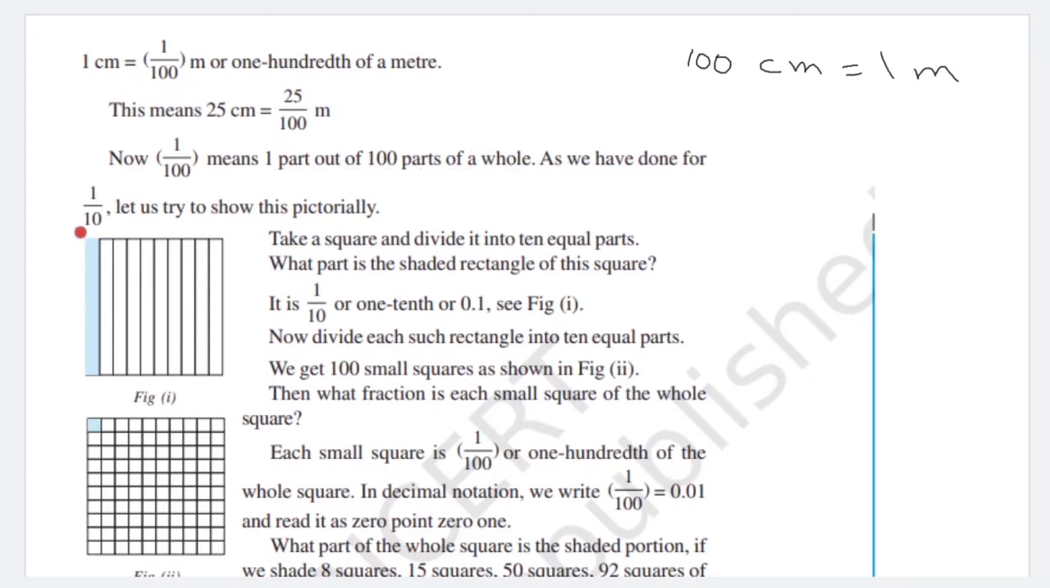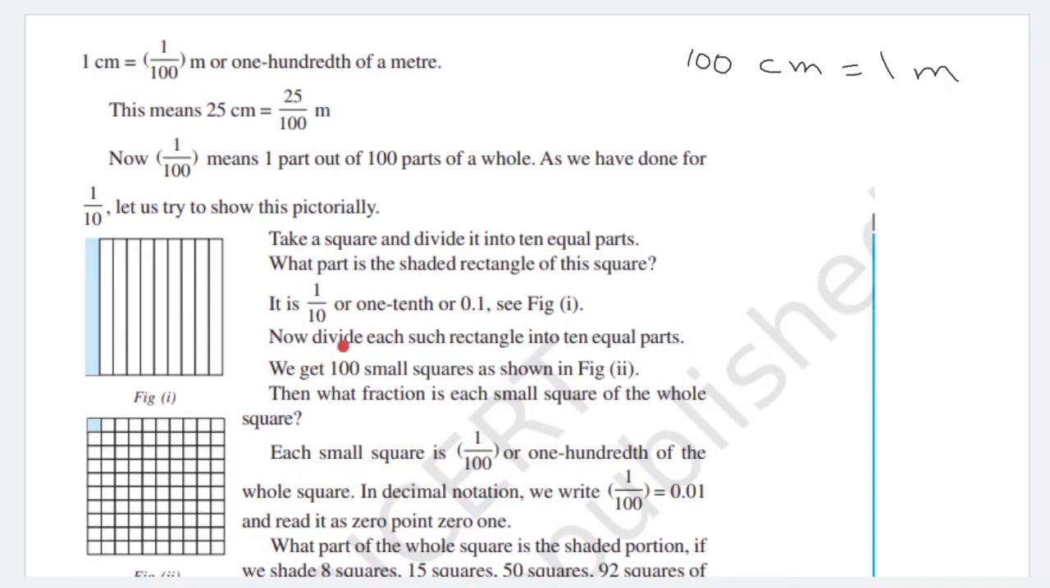As we have done for 1 by 10, let us try to show this pictorially. Take a square and divide it into 10 equal parts. So 1, 2, 3, 4, 5, 6, 7, 8, 9 and 10 parts are there. What part is the shaded part? See, only one part is shaded. How will you express this? We will express it as 1 by 10. So it is 1 by 10 or 1/10 or 0.1. This is what we learnt in the previous section.